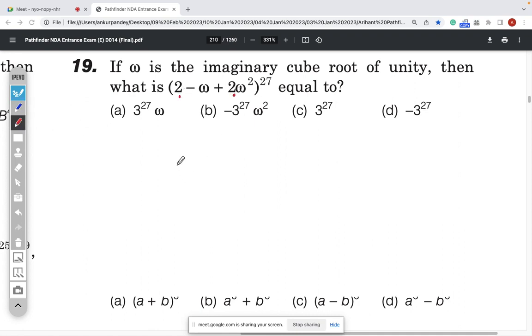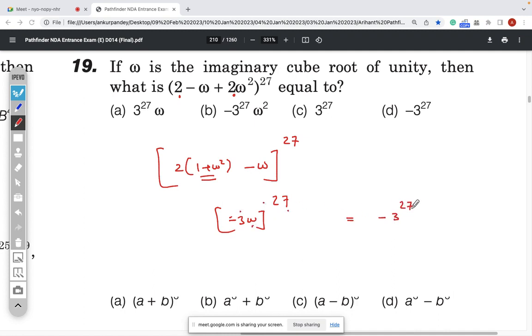2 plus 2, common, is 1 plus omega square minus omega inside the bracket to the power 27. This is minus omega, minus 2 minus 3 omega to the power 27. Minus to the power odd number, minus 3 to the power 27. I am lazy to write it. Omega to the power 27 is 1.